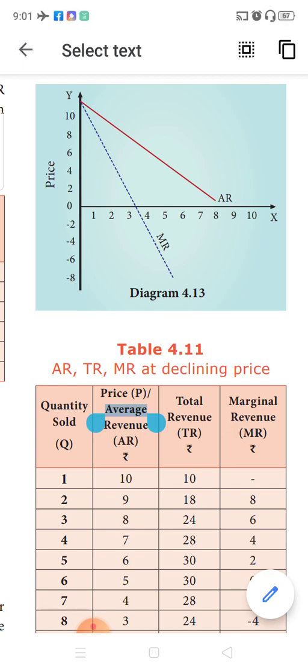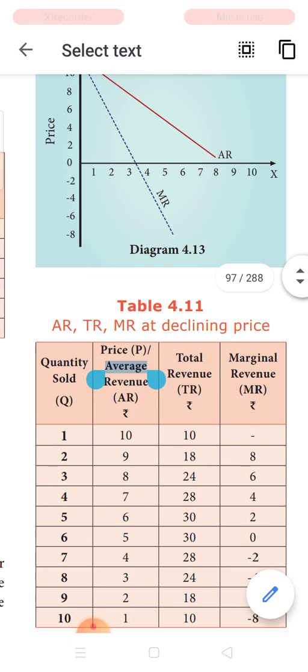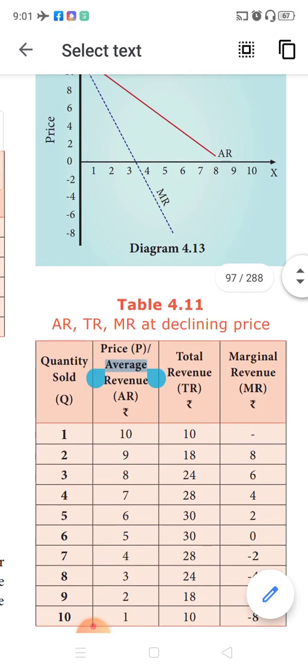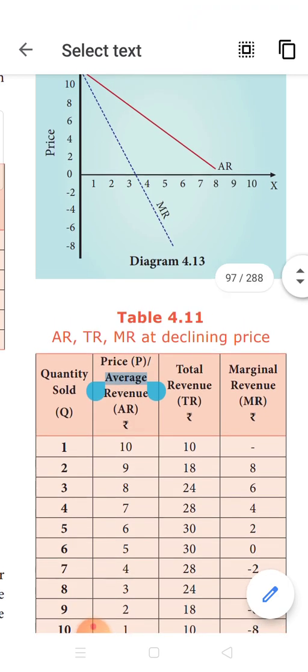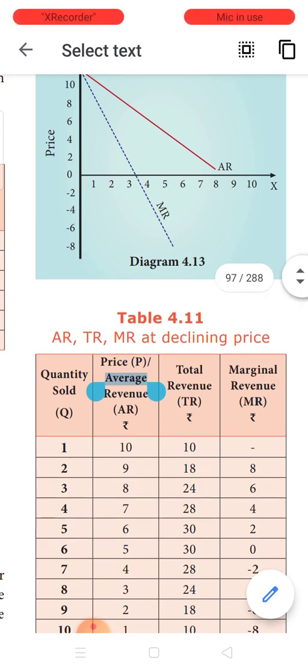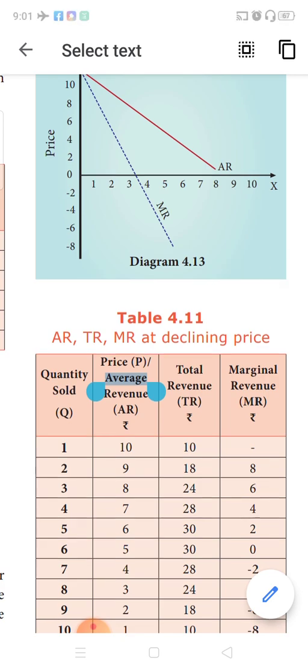Initially, it is falling down when the 6th unit is being sold. It touches 0 at some point and then it becomes negative. So, just observe the two curves. When the AR curve is falling, the MR curve is also falling.